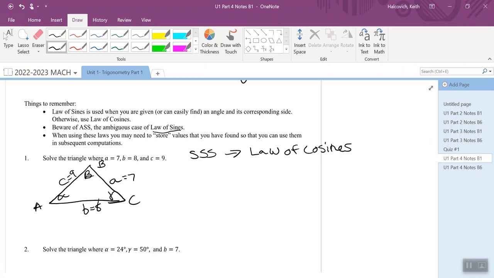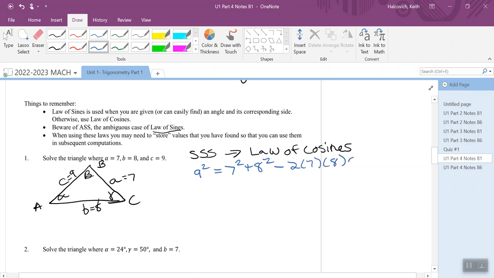Now, I always use the law of cosines to find the bigger angle, because if I want to use the law of sines next, then I need to know that I've already found the biggest angle, because the law of sines, you cannot find obtuse angles. So I would use the law of cosines to find the biggest angle, which is going to be gamma in this case. So I would say 9 squared is equal to 7 squared plus 8 squared minus 2 times 7 times 8 times cosine gamma, right? And when I've solved this in my calculator, I'm going to get that gamma is equal to 48.190 degrees.